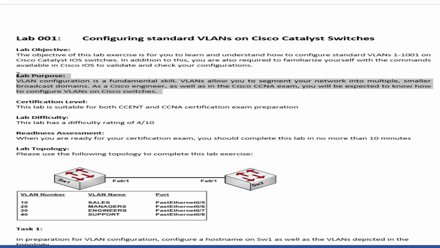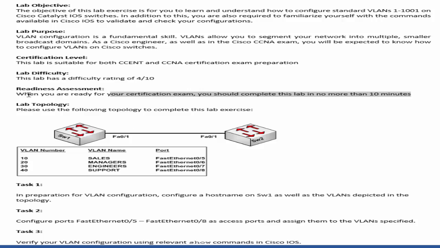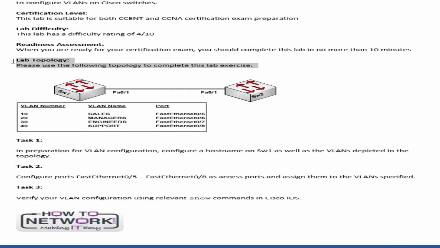Lab purpose. We look at the level also. They get progressively more difficult as they get along. Labs should all be broken down into either CCNA or CCNA. This is our topology. So you can see it's pretty simple. We've got two switches here connected with FastEthernet 0/1, and the tasks are broken down into various steps.